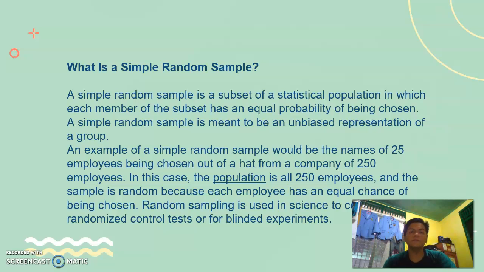A simple random sample is a subset of statistical population in which each member of the subset has an equal probability of being chosen. A simple random sample is meant to be an unbiased representation of a group. An example of simple random sample would be the names of 25 employees being chosen out of a hat from a company of 250 employees. In this case, the population is all 250 employees and the sample is random because each employee has an equal chance of being chosen. Random sampling is used in science to conduct randomized control tests or for blinded experiments.